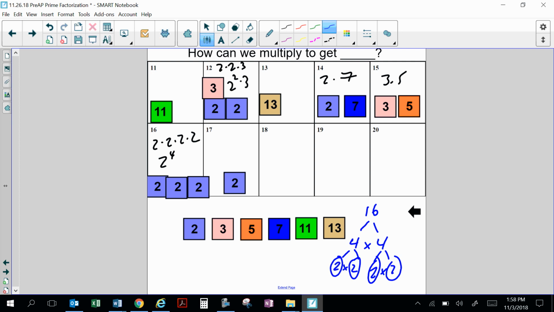All right, next one, 17. How can we multiply to get 17? I think it's just 17. So we're just going to write 17 now instead of using these tiles.